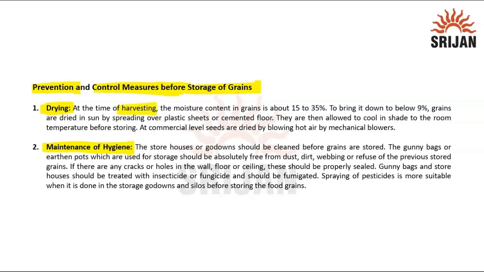At the time of harvesting, the moisture content in the grains is about 15 to 35%. In order to bring it down below 9%, grains are dried in the sun. We simply place the grains in an area where there is open sun, and lay them on the floor or on plastic sheets. The sun falls on them, removing all the excess moisture, and only the required moisture is left. Then you keep them in the shade so they come to normal temperature, and then you can store them.